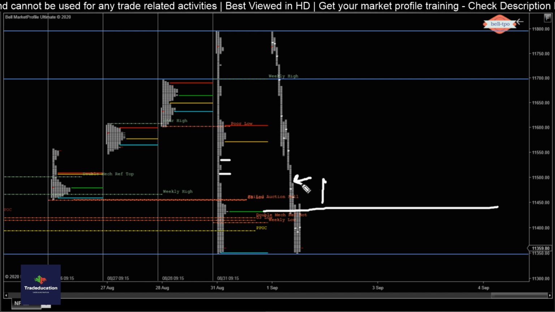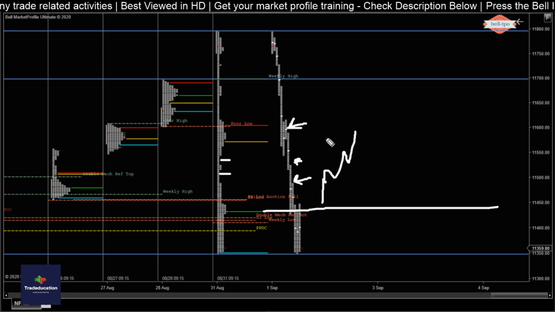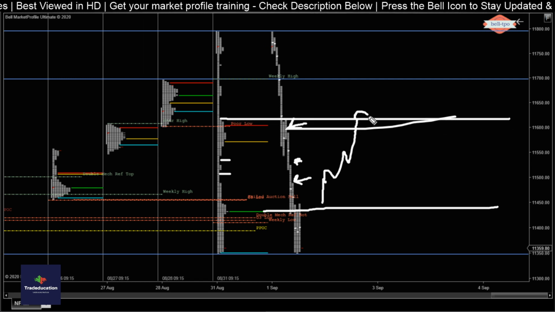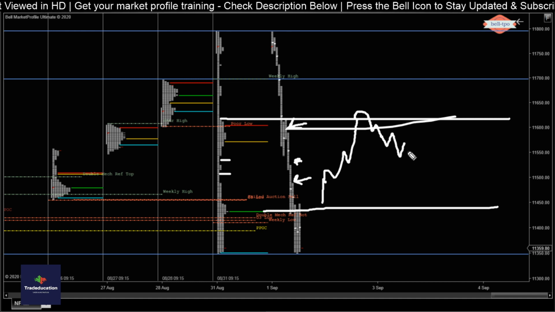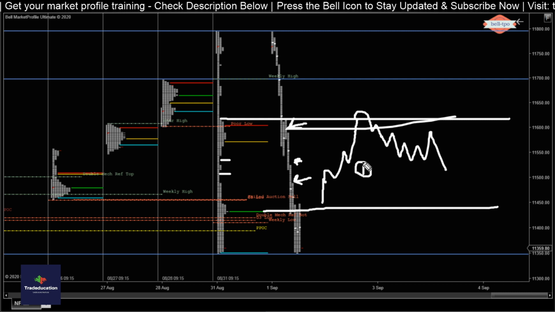So this is where the selling pressure came in, so the auction will try to reverse. This is one anomaly which I'm seeing. So to tag at this level or maybe at this single print zone, and then have a sort of reversal and then just develop sideways. So this is the first auction development path.